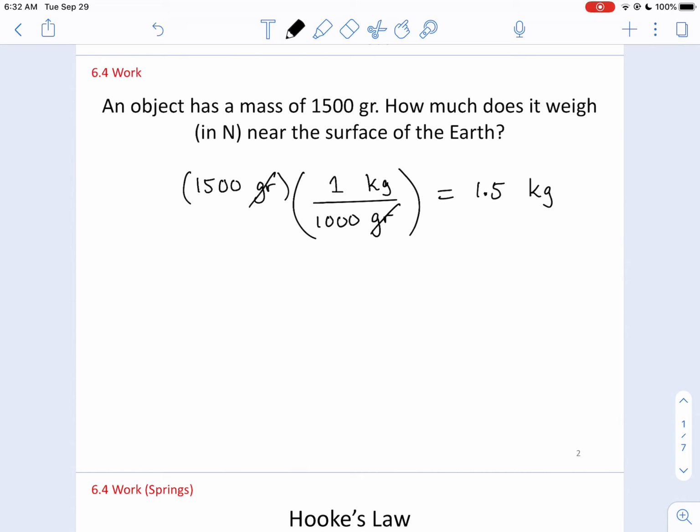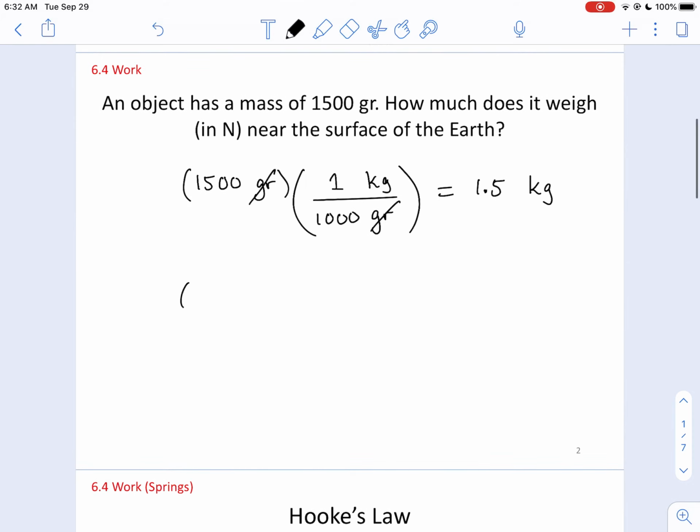Once we know the mass in kilograms, we simply have to multiply the 1.5 kilograms by the Earth's gravitational constant, which we're rounding to 9.8 meters per second squared. And then this calculation will give us 14.7, and the unit here would be newtons.